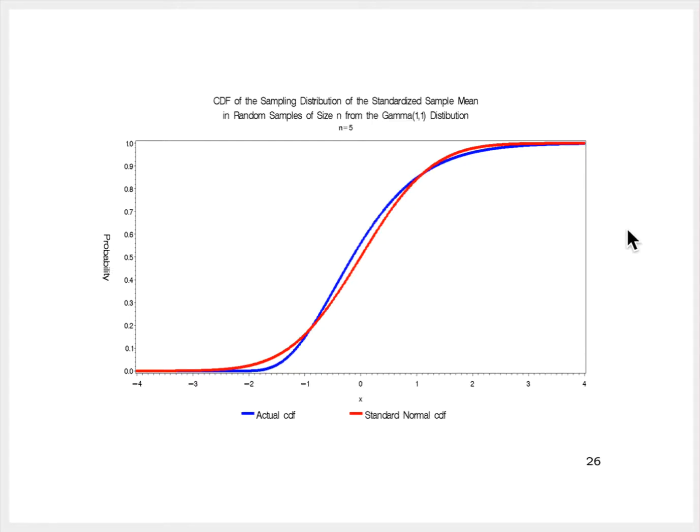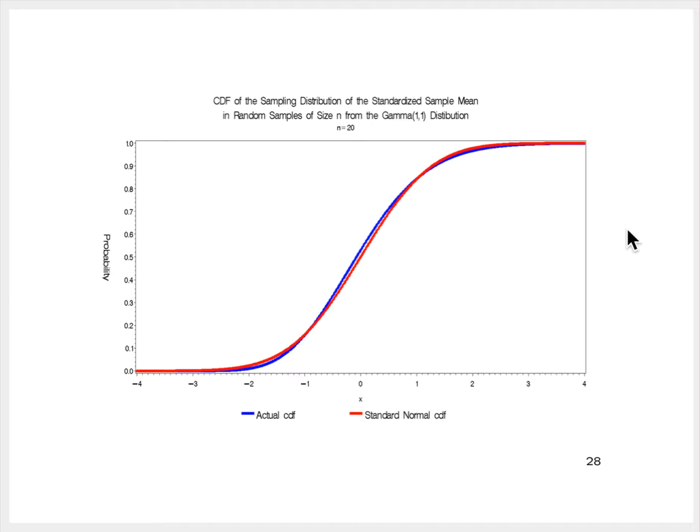Let's increase it to 5. So from 2 to 5, we see an improvement. Let's increase it to 10. Okay, so from 5 to 10, we're getting further improvement. For samples of size 20, now we're getting pretty close, pretty doggone close agreement.